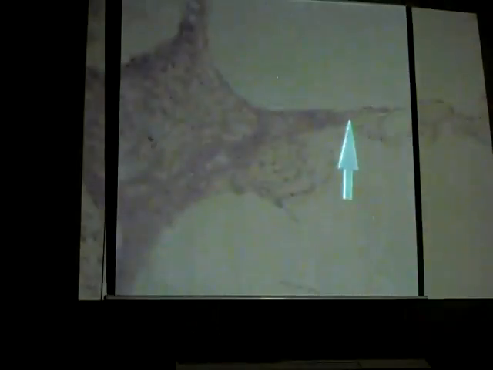So the first thing you want to figure out is where is the organ of Corti. Once you find that, then you can figure out everything else. All right, so this is our organ of Corti here. Let's zoom in on that just a little bit.